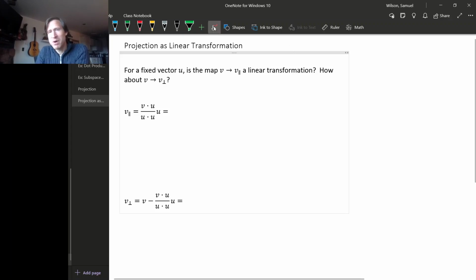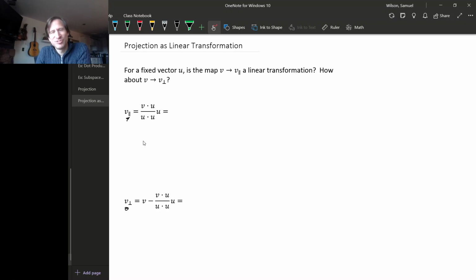The formulas that we came up with for the orthogonal projection and orthogonal complement look a bit strange. They aren't obviously linear, I guess is what I'm trying to say. When we're doing linear algebra, we'd like for things to be linear, but this isn't obviously linear because of all the dot products, right?